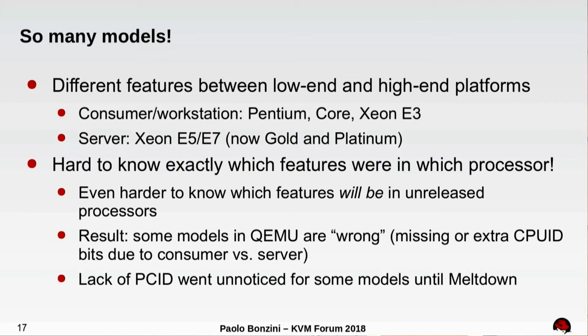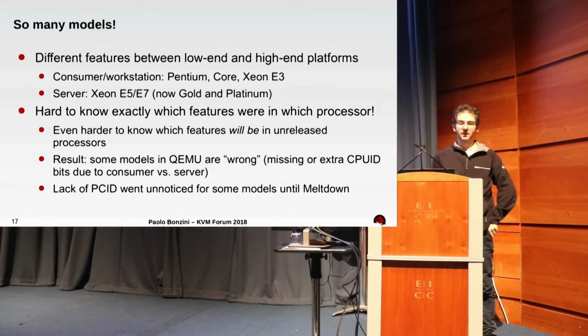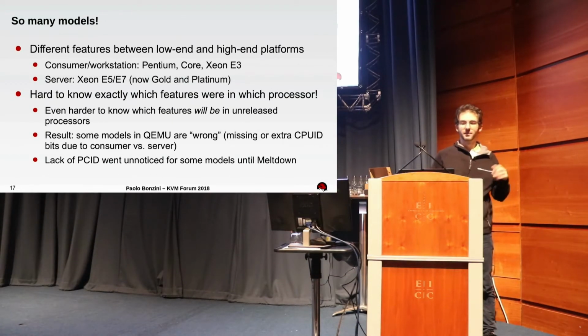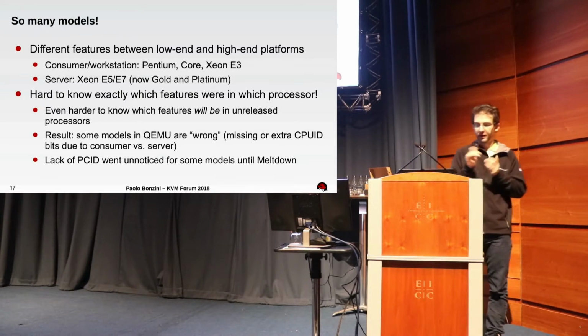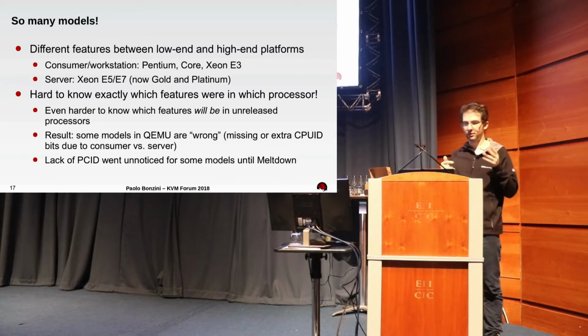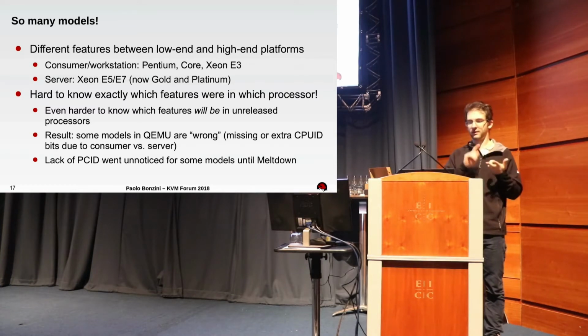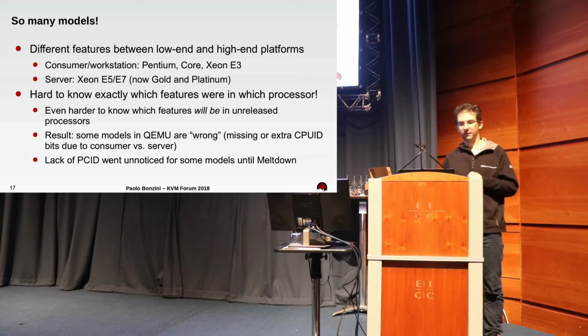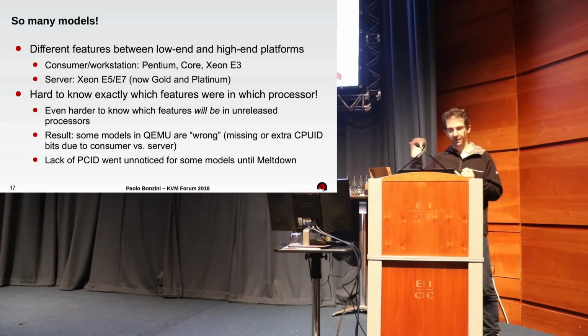The last problem is the lack of PCID. What happens is that different features exist across low-end versus high-end platforms. So there are consumer and workstation platforms, as Intel calls them, for example Pentium, Core and Xeon E3. Server platforms, instead, are Xeon E5 and E7, now Gold and Platinum, I think.